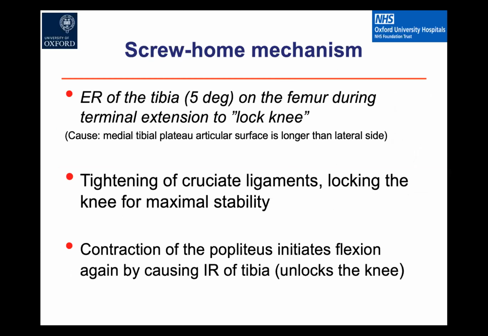What about the screw home mechanism? You might be asked about that in the vivas. Essentially, this is external rotation of the tibia, around 5 degrees on the femur, during terminal extension in order to be able to lock your knee. And this happens because the medial tibial plateau articular surface is longer than the lateral side. That allows you to stand, lock your knee for maximal stability, and it allows you to tighten your cruciate ligaments. And then when you try to bend the knee again, contraction of the popliteus initiates flexion by causing internal rotation of the tibia and unlocks your knee.